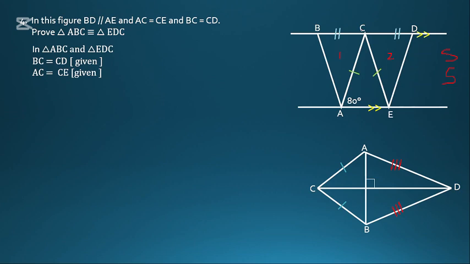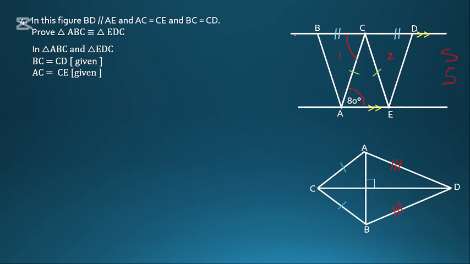BC is equal to CD. It's given. Then AC is equal to CE. That's also given. Right. Now we must get the third one. Now we see this angle is 80 degrees, and we have parallel lines. So it will be possible to find that one there because they are alternate interior angles.